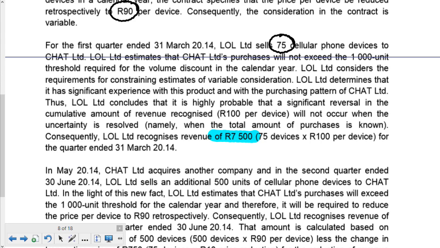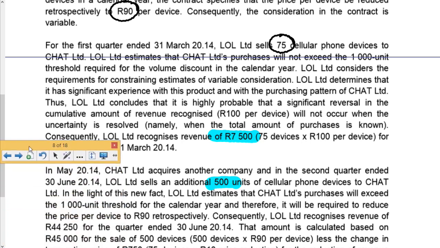But then what happened is that in the second quarter, in May, Chat did a merger. They acquired another company. And after they acquired that other company, they suddenly are selling many more phones, right? And so in the second quarter, LOL sells them another 500 phones. So now suddenly it looks like they will meet that 1,000, isn't it? Because in quarter 1 they sold 75. In quarter 2 they've sold 500. They only need to sell more than 1,000. So now it looks like they will meet that 90. So now we actually need to go back and do a fix, isn't it?